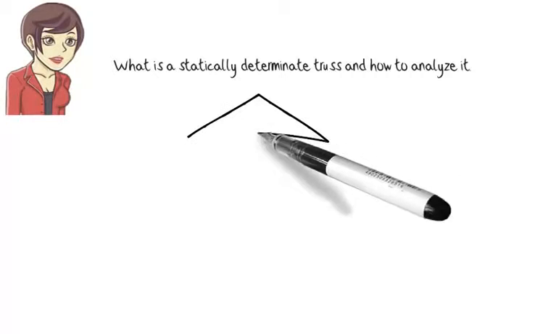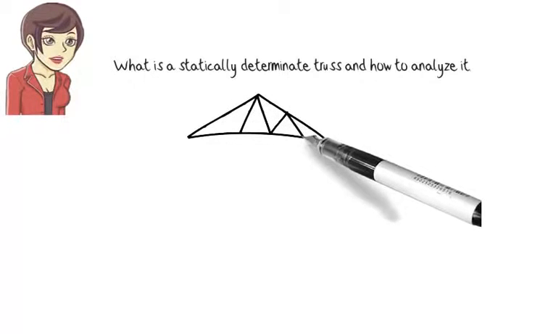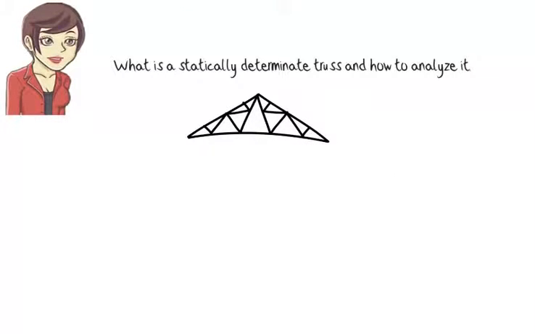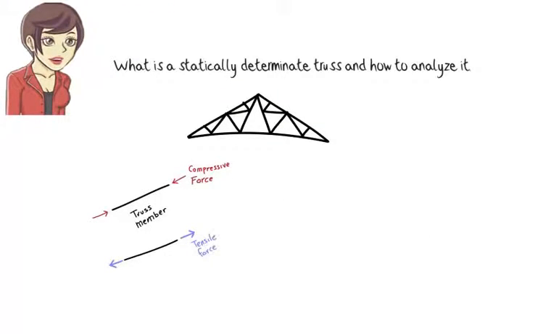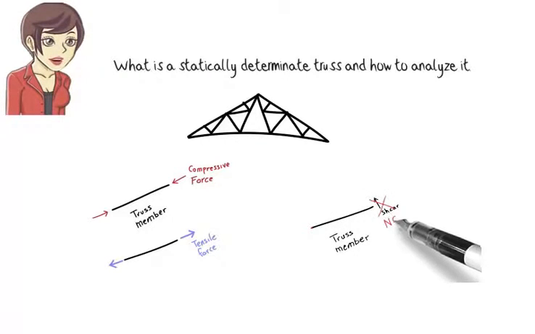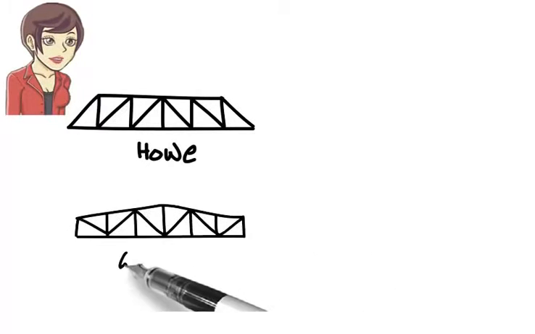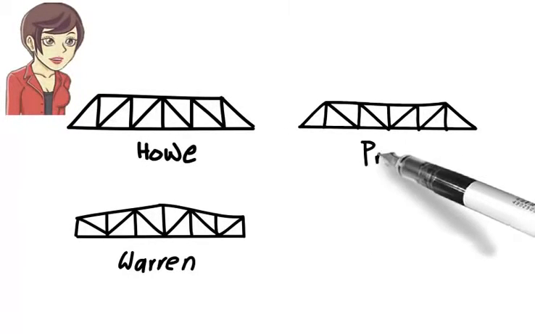A truss structure is an interconnected network of slender members, each capable of carrying an axial force only. The force is either compressive or tensile. Theoretically speaking, no shear force or bending moment is present in truss members. Here are a few truss configurations usually seen in roofs and bridges: Howe truss, Warren truss, Pratt truss, K truss.